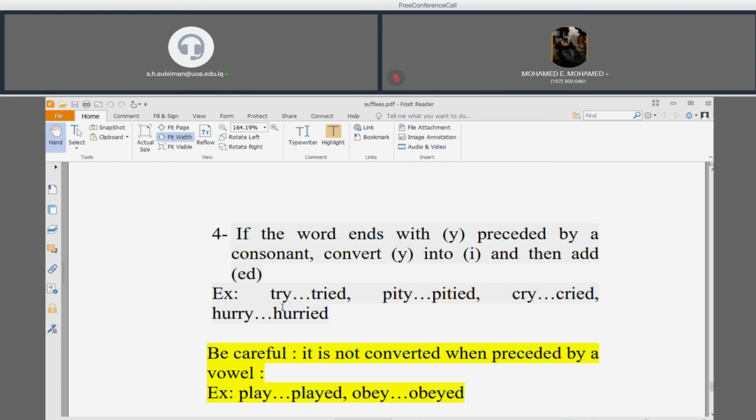For example, try, tried, pity, pitied, cry, cried, and hurry, hurried.